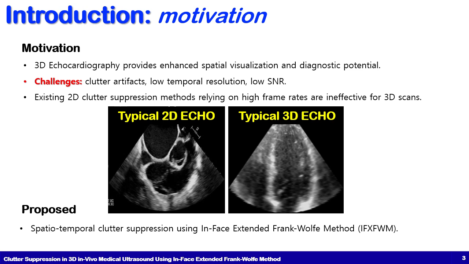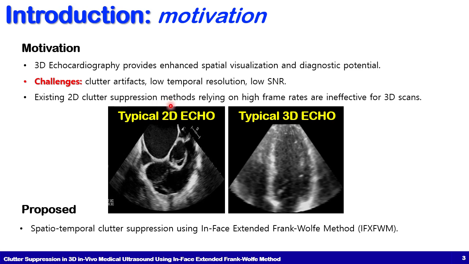Introduction. As we know, 3D echocardiography has emerged as a powerful tool because it offers volumetric information and improves spatial context. However, several challenges remain, particularly clutter suppression and low signal to noise ratio. As can be seen in these figures, when you compare the quality of conventional 2D and 3D echo, 3D echo often produces poor quality compared to 2D. This is due to the sparse number of transducer configuration and reduced frame rate in 3D compared to 2D.